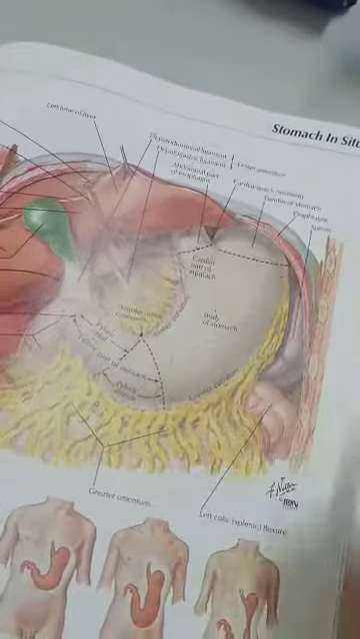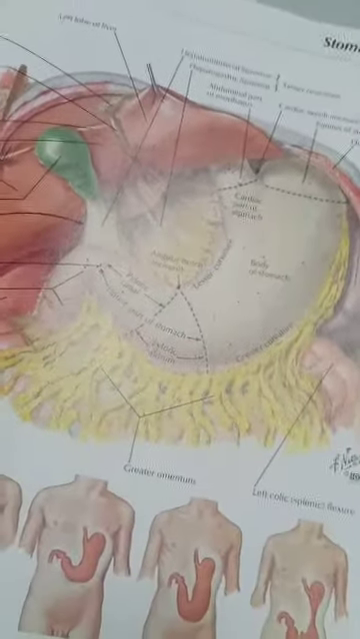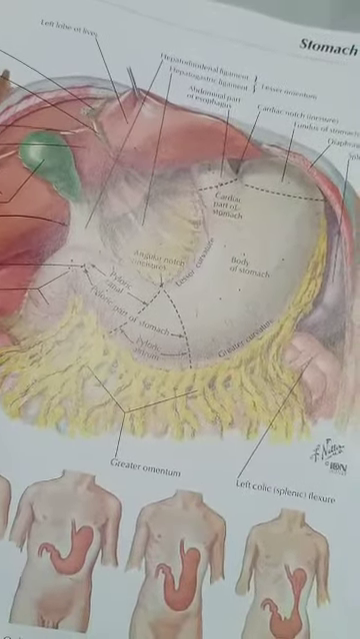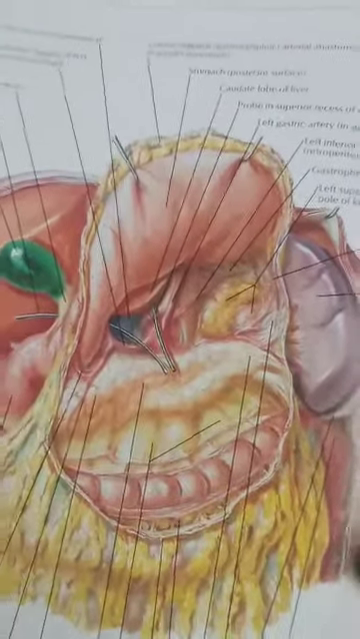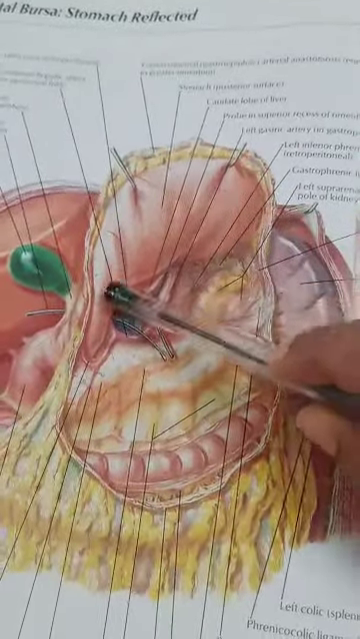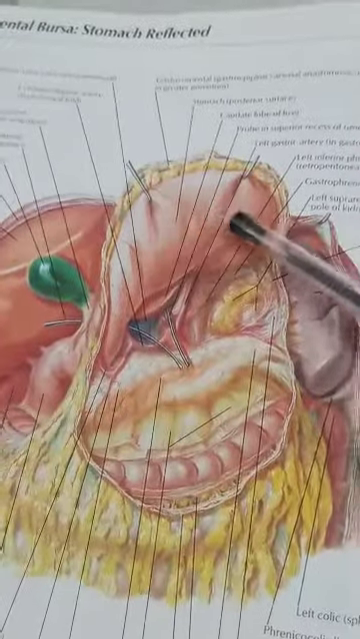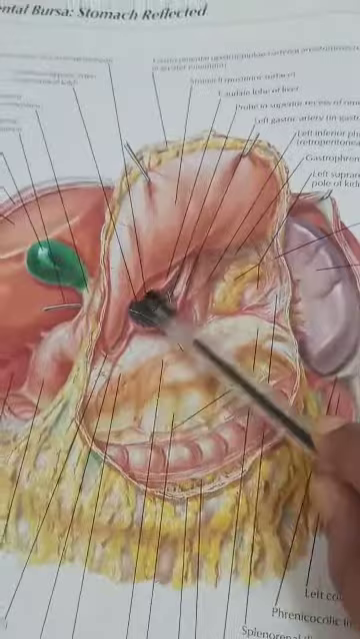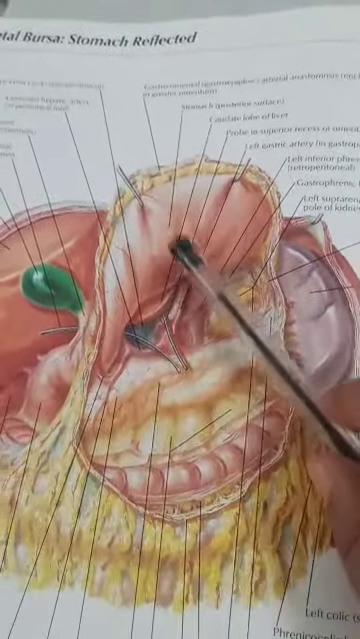Then the structures related to the posterior-inferior surface we call the stomach bed, because the stomach lies on those structures. So in this diagram we can see the posterior-inferior surface of the stomach. We are holding the stomach upward like this. If we hold the stomach like that, we can see the structures forming the stomach bed, or related to the posterior surface.